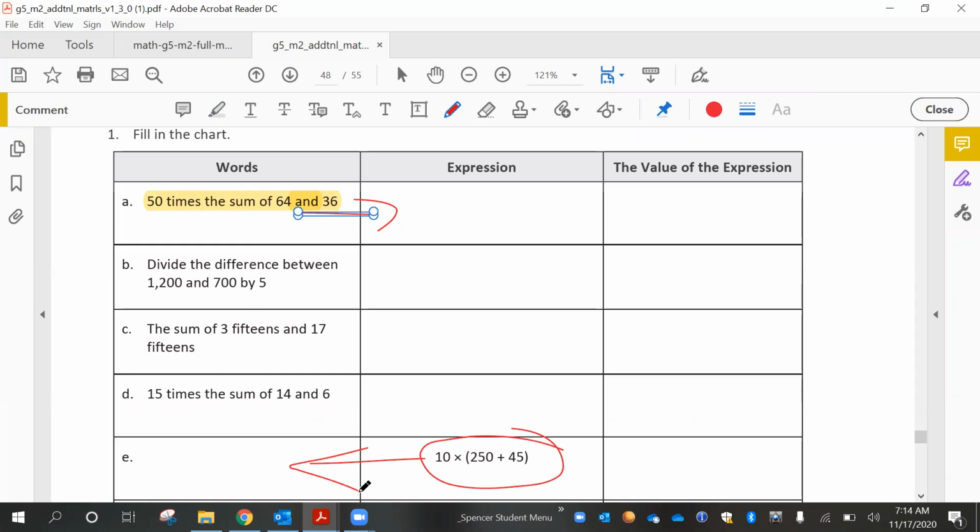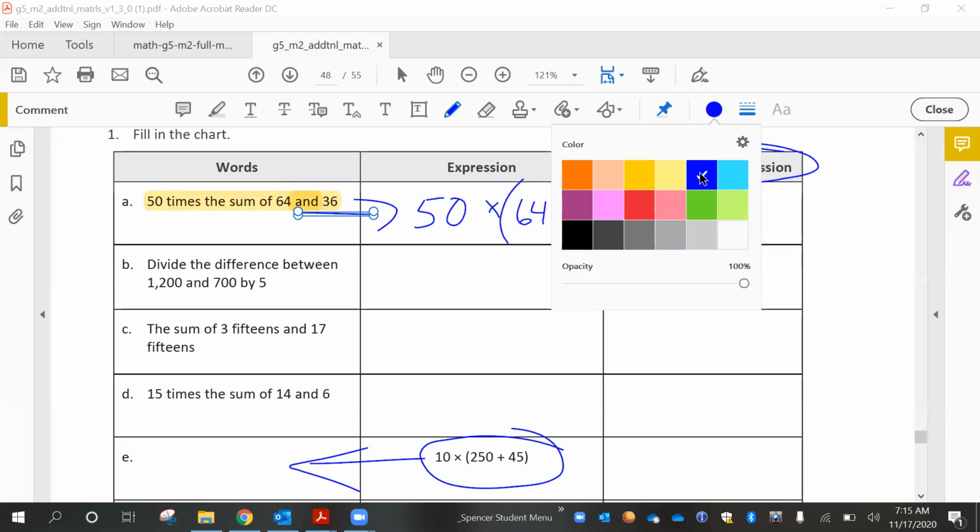So in that sentence or in that word expression, it's telling us to do 50 times the sum of something. So we need to put that in parentheses because we don't know what the sum is yet. And that's it. We're done with the expression. Now, for the value of the expression, we have to actually solve it.